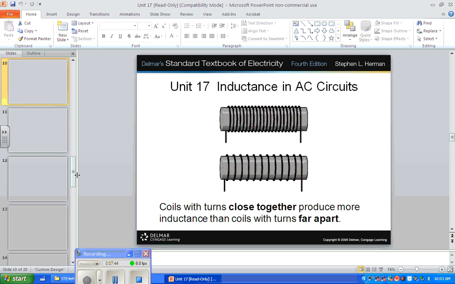Okay, now you can see that these windings are round around a single core, right? And you can also see that they're a little farther apart. Coils with turns close together produce more inductance than coils with turns far apart. Shocking, I tell you.